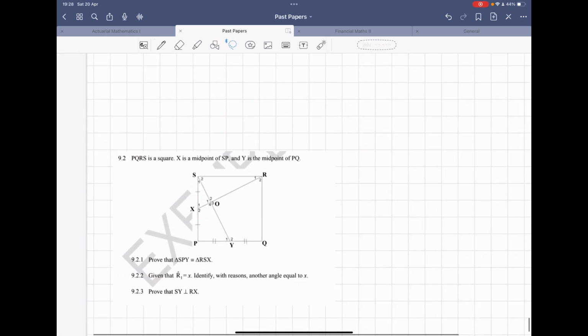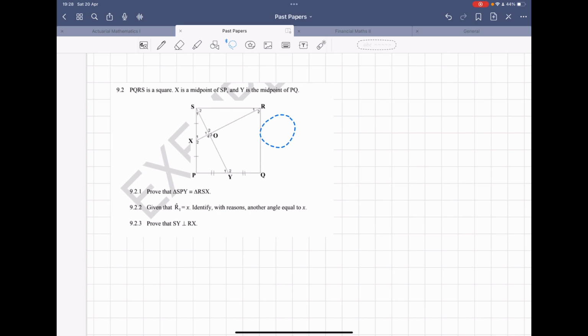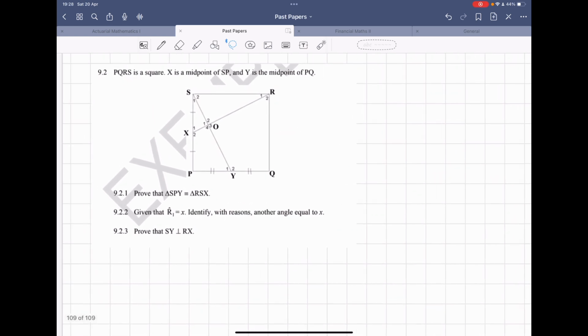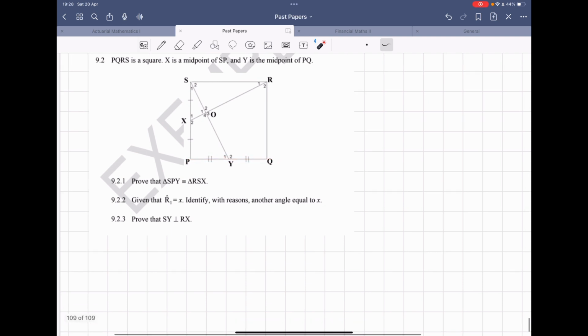Then 9.2, we're given PQRS is a square, and X is the midpoint of one side of the square, SP, and Y is the midpoint of another side of the square, PQ. So for the first one, 9.2.1, we're asked to prove that these triangles are congruent. So SPY is congruent to this triangle RSX.